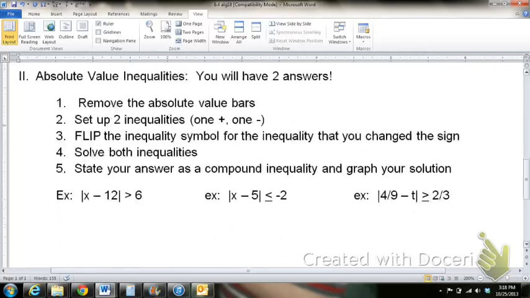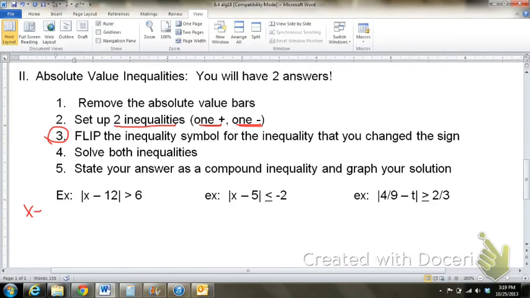All right, again, we're going to have two answers. But this time, when we do the negative inequality, we're still going to set up two inequalities, one that equals a positive number and one that equals a negative number. But when you do the negative one, you need to flip the inequality symbol for whichever one you change to the negative sign. So let's try the first one.